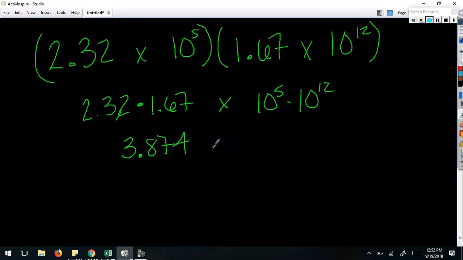3.874 times 10. I had just multiplied two numbers in scientific notation.